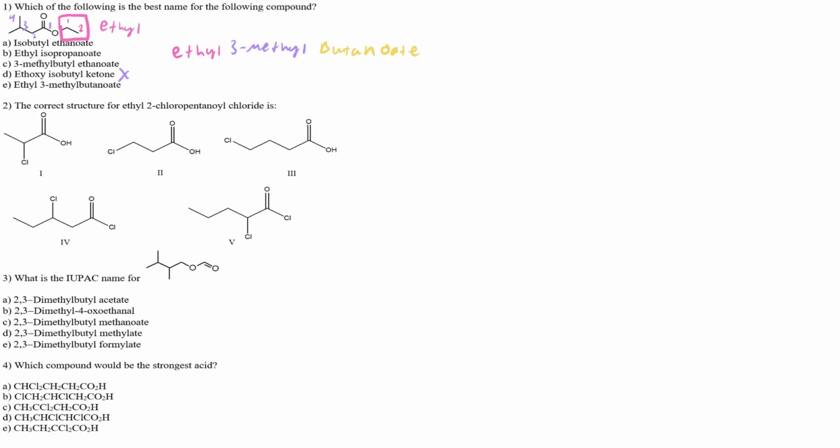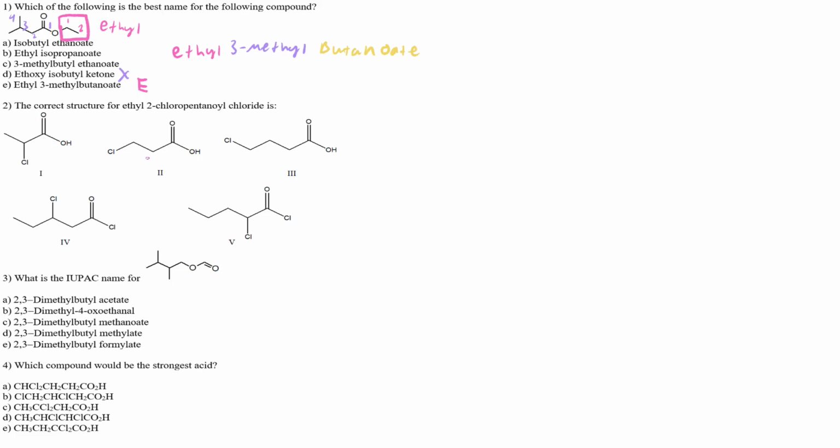So we have 4 carbons, making it a butane, and on the third carbon is a methyl. So we have 3-methyl, then the parent name, butane, and then the suffix, which is "oate." That is the overall parent name. The "oate" comes from the 2 oxygens. So overall we have ethyl 3-methylbutanoate. Okay, so that is E. The answer choice for this question is E.